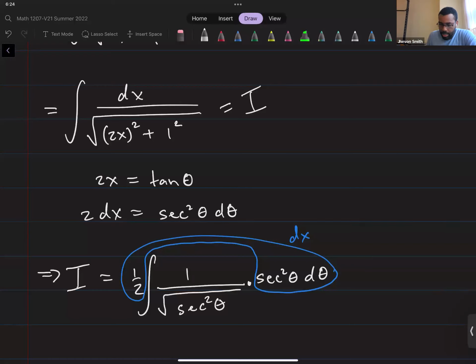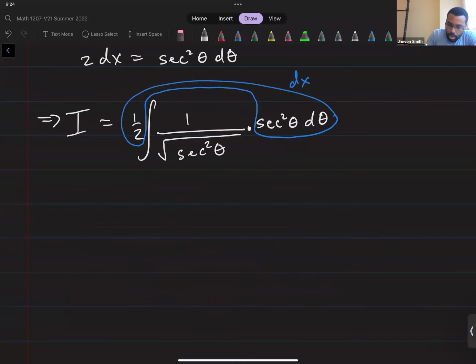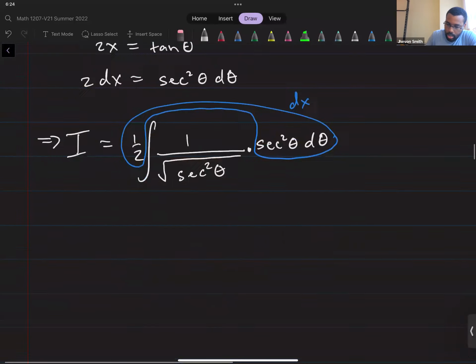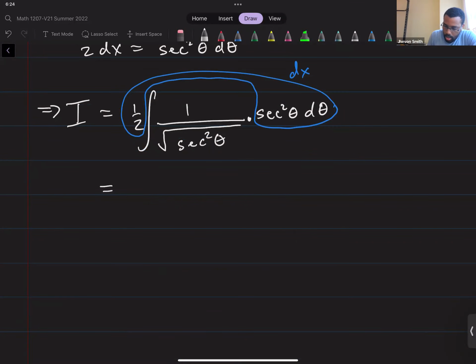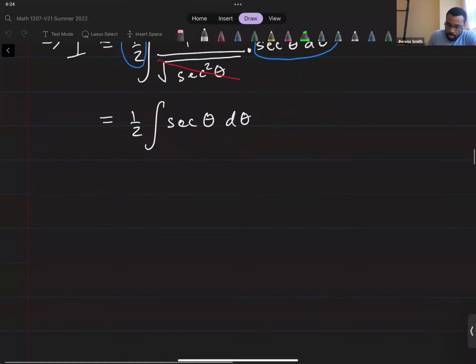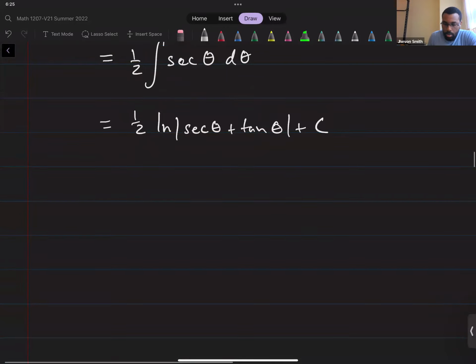Okay, so that's my dx. That would end up being secant squared because that 2x squared plus 1 would essentially be a tangent squared plus 1. And so once again, this whole thing would essentially cancel out one of those secants. And I would have 1/2 secant theta. Integral of that is 1/2 ln of secant theta plus tangent theta.